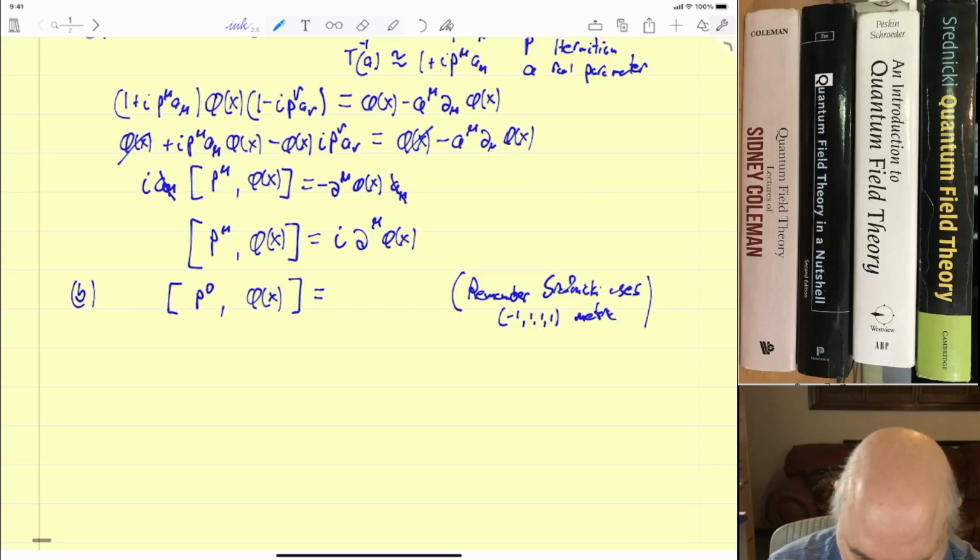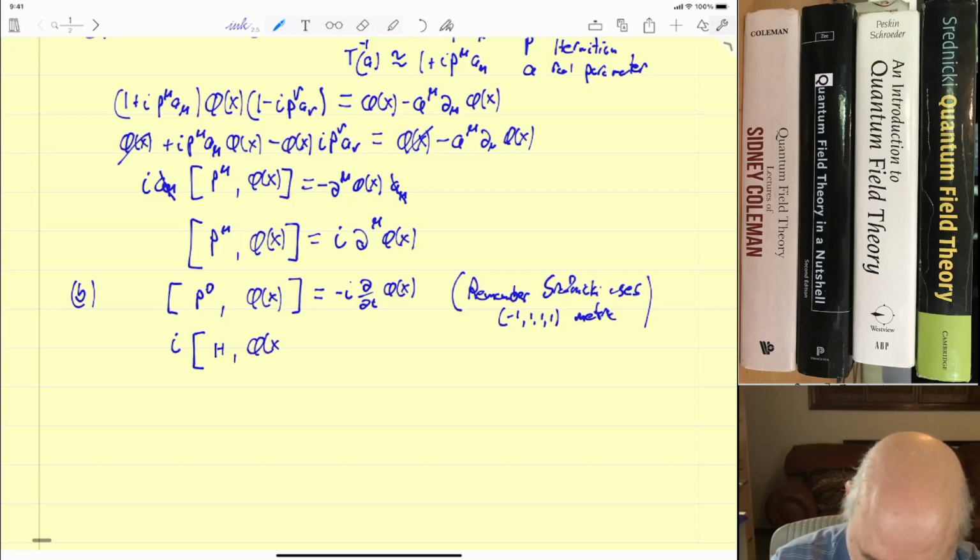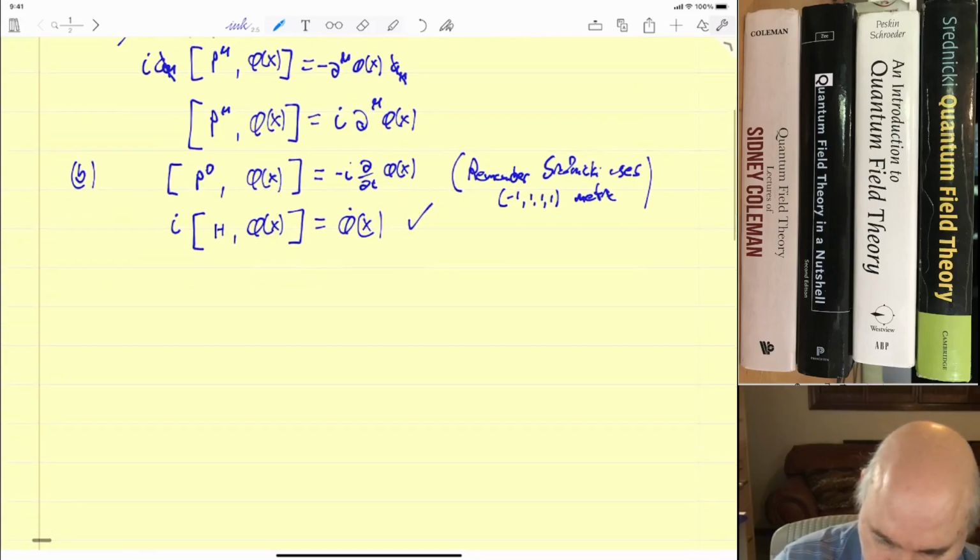So over here, we're going to get minus I, the partial with respect to t, of phi of x. And so we can bring the I onto the other side. P0 is nothing other than the Hamiltonian. The commutator of H with phi of x is equal to I phi dot of x. And that is, in fact, the Heisenberg equation of motion. So we're good there.